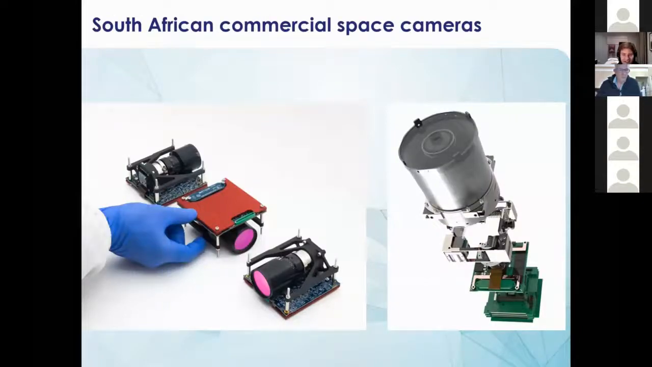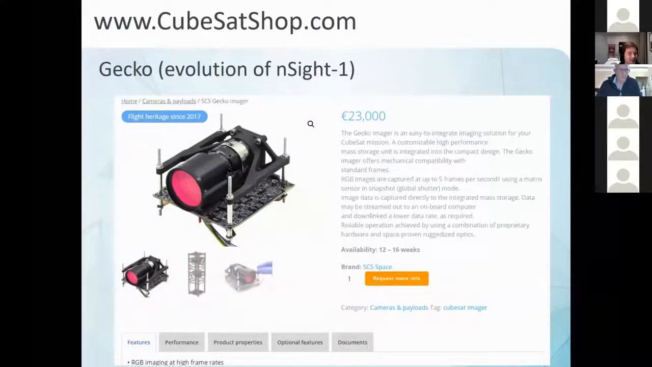So this little camera that we developed called the Gecko was developed further, went through a few iterations. It became a commercial product that was sold to several other space programs where they wanted a little camera taking high quality photographs. The one on the right hand side is an even larger camera that was developed using similar technology. Here you could even go online and buy the Gecko camera. This is on a site called CubeSat Shop, only 23,000 euros and it's yours.